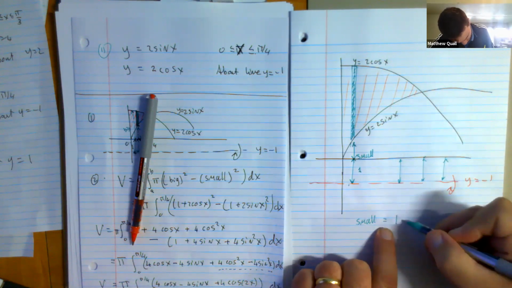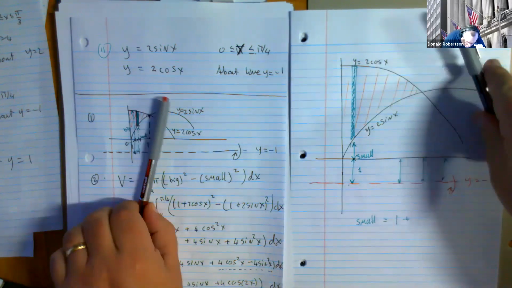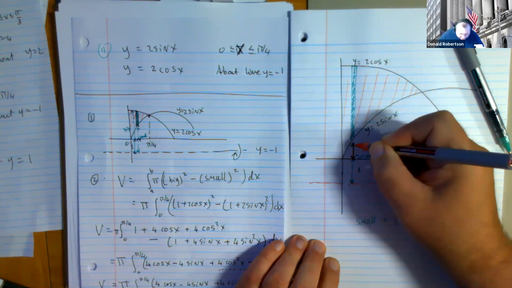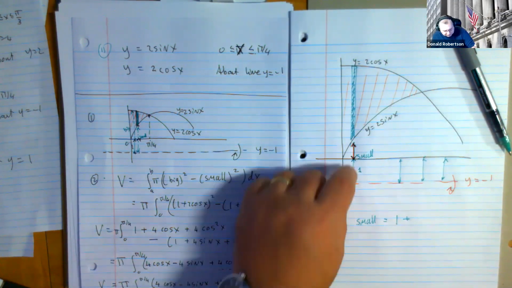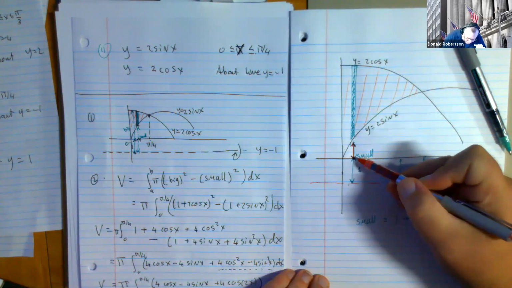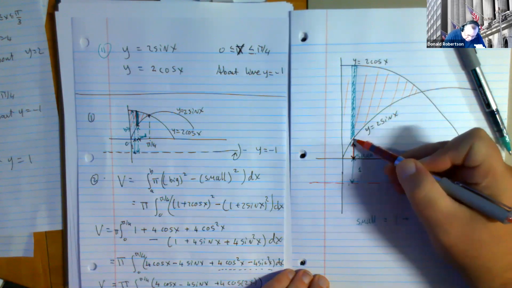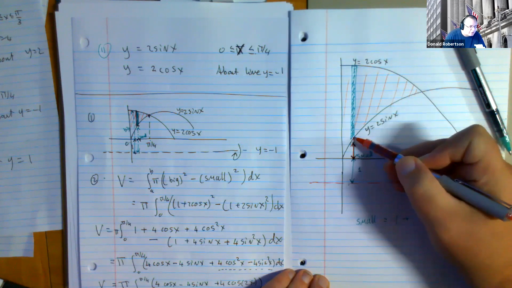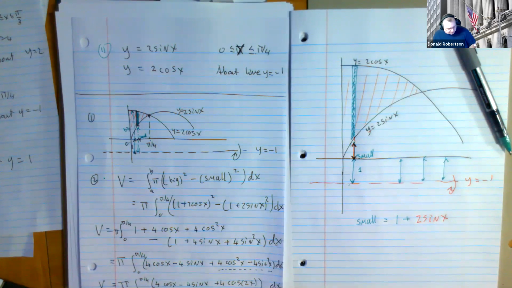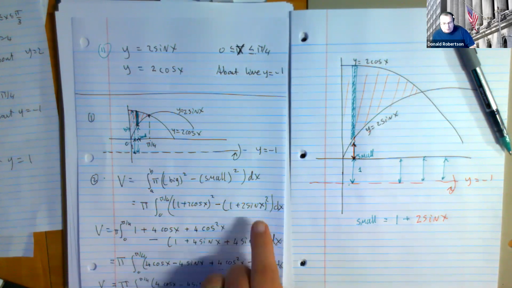Now, the second piece of the puzzle is I also need to find that little distance, because I know that bit's 1. If I add the red bit, I'm good. Well, isn't the distance to there just the value of the function? And that's the 2 sine x. And that's where the small radius came from.